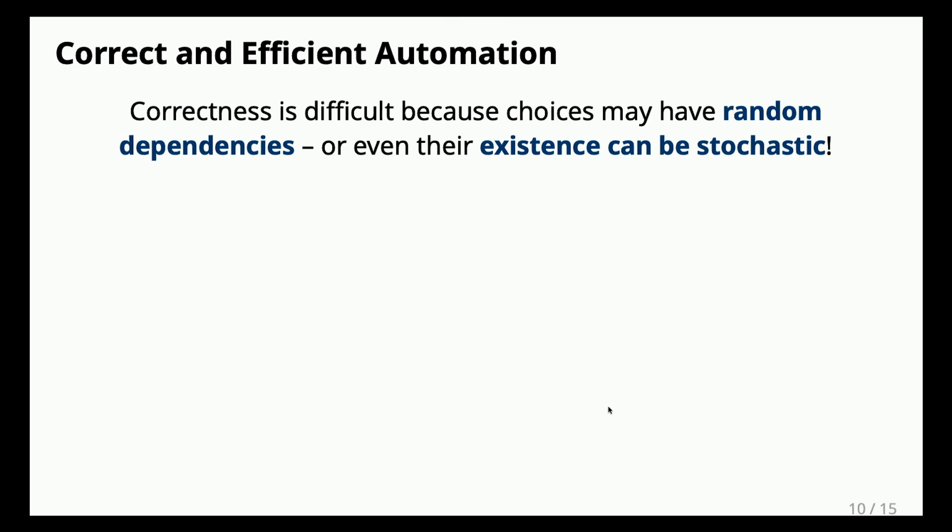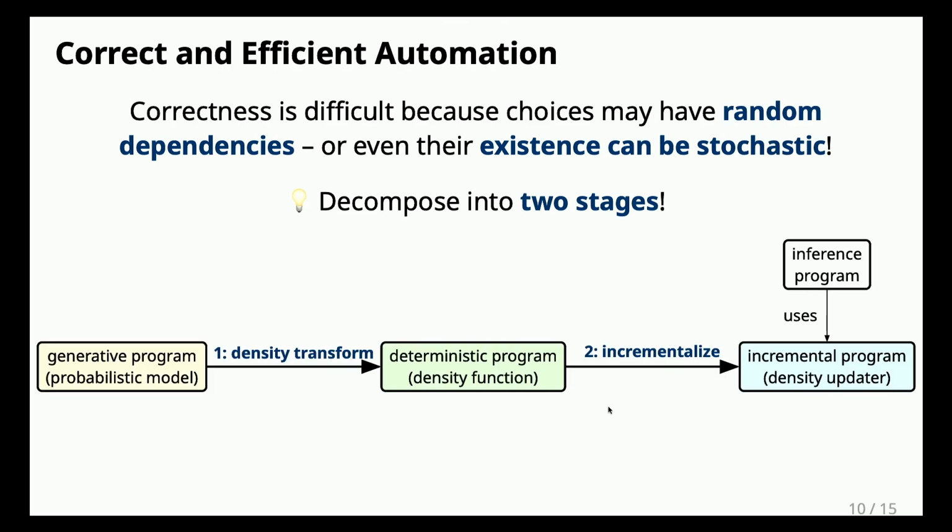OK, so how do we actually do correct and efficient automation? Well, doing this correctly is difficult because in a probabilistic program, you have random dependencies for variables, and even some variables might exist only in some branches stochastically. So we decompose this into 2 stages. The first one takes the probabilistic program with a generative model and turns it into a fully deterministic density function. And as a second step, this deterministic program is incrementalized to an incremental updater, which is then used by the inference program.